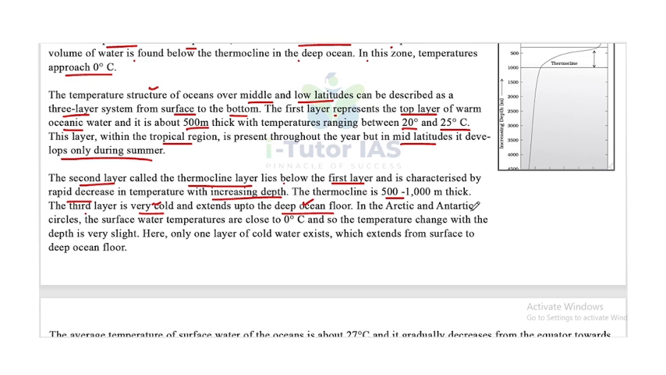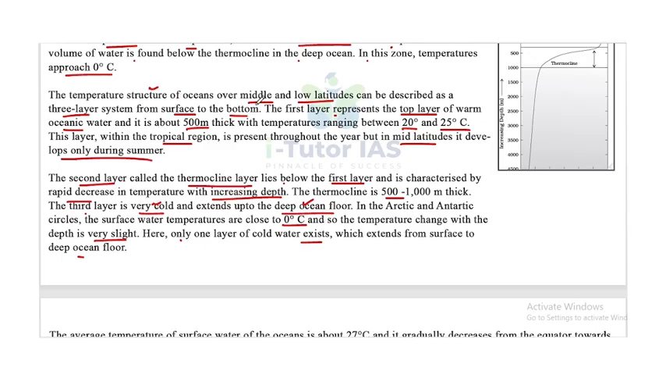In the Arctic and Antarctic circles, the surface water temperatures are close to 0 degrees Celsius, and so the temperature change with depth is very slight. Here, only one layer of cold water exists, which extends from the surface to the deep oceanic floor.